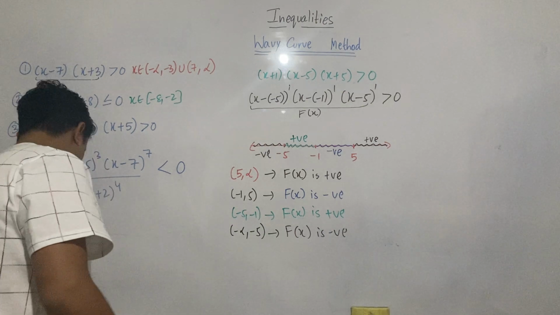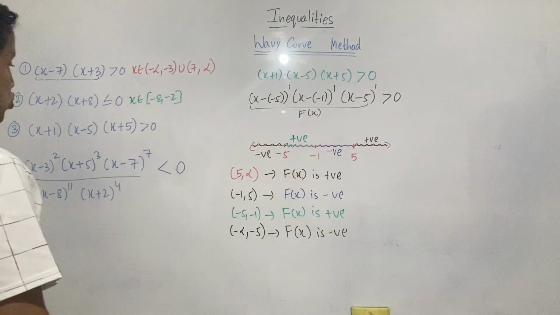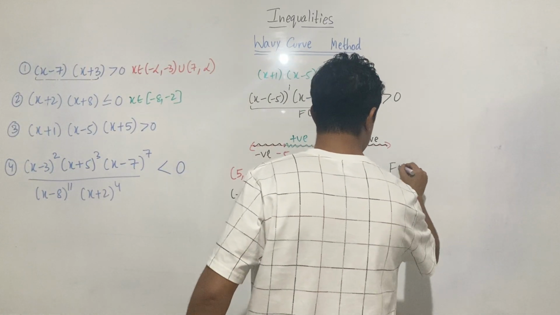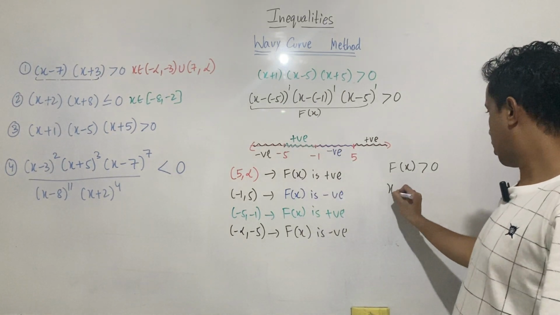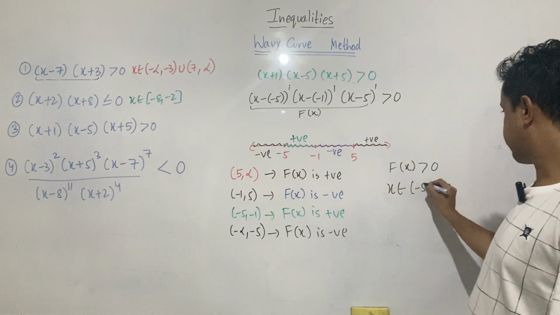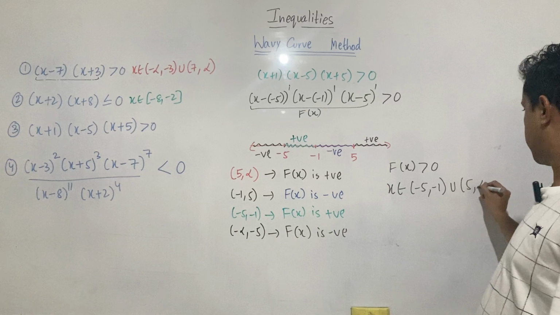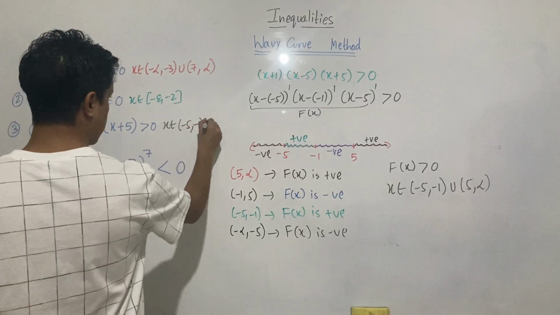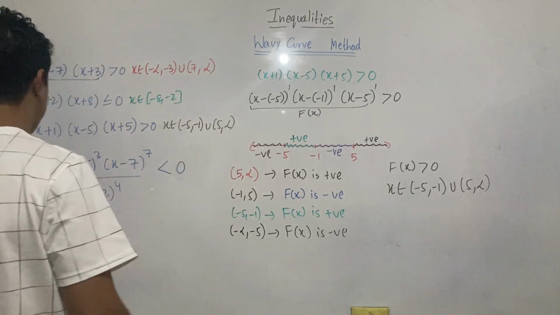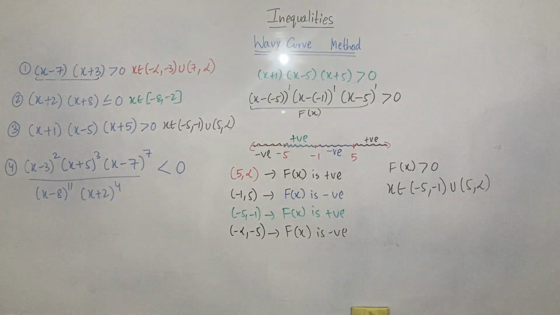Now, what does the question say? The question says that we have to solve the inequality f(x) greater than 0. So tell me where it is greater than 0. It is greater than 0 here. In which region? Where x belongs to -5 to -1 union 5 to infinity. Okay, so just have a look and try to observe the things.